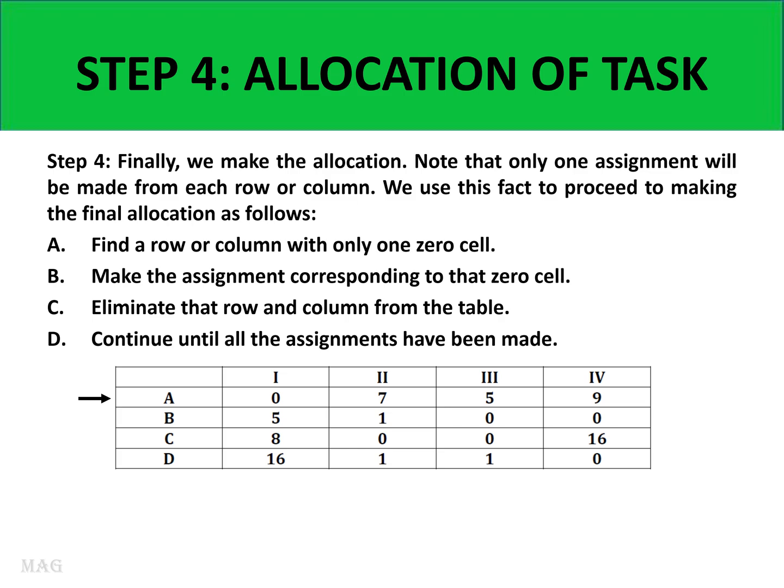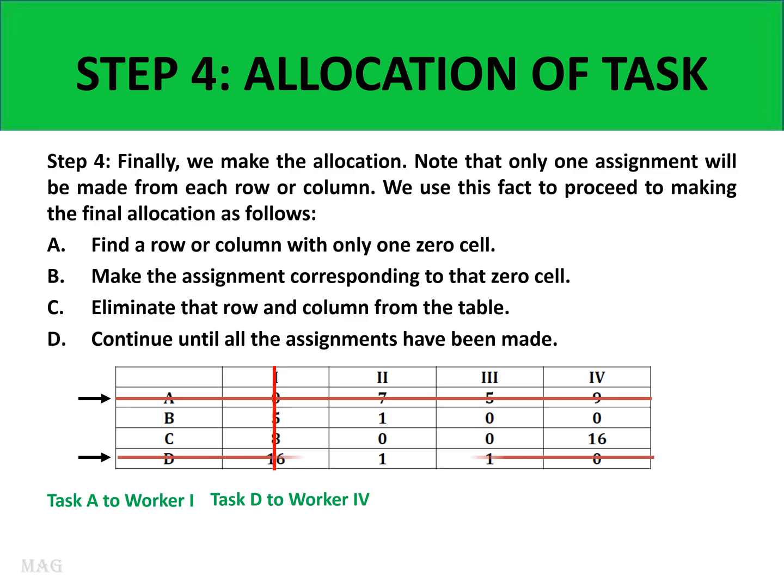In here, we see that row 1 has one 0. And this means that task A is to be assigned to worker number 1. So we shall remove row A and column 1. And then, from the remaining entries, D, or the fourth row, has one 0. So that means task D is to be assigned to worker number 4. So we will remove row D and column 4.